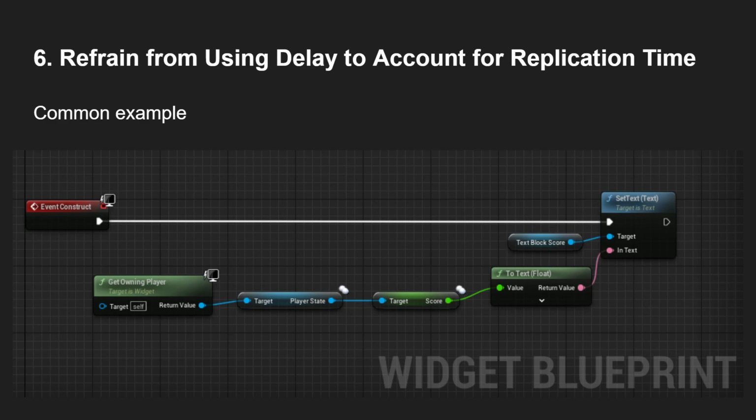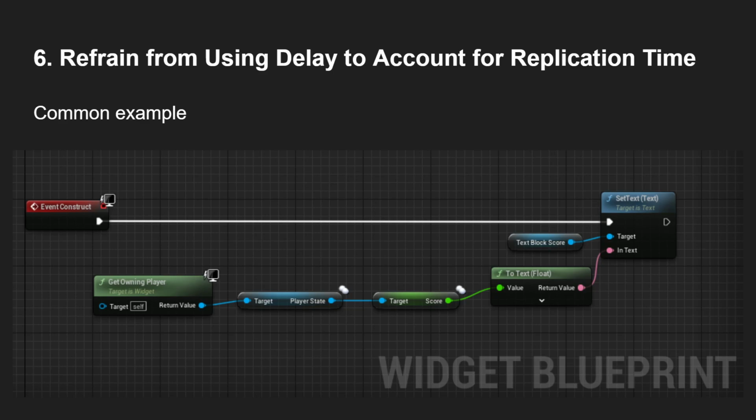You can notice that I'm using get owning player and not get player controller 0, which means that we are sticking to our tips. That's cool. And from then we are getting the player state, and you can see these two white balloons, which means that this property is replicated.